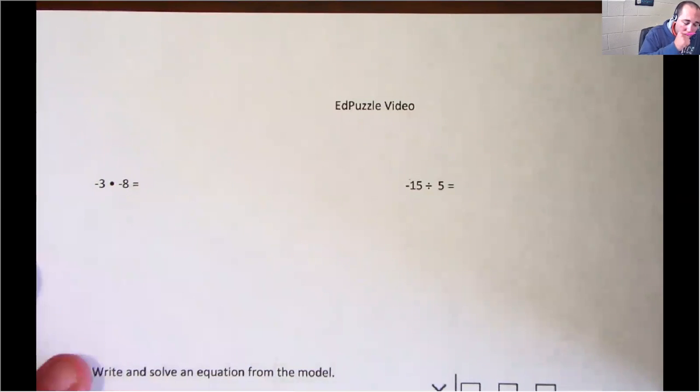So last week we learned about multiplying and dividing integers. We learned that when you multiply or divide, if the signs are the same, the answer is positive. We learned when multiplying or dividing, when the signs are opposites, one positive, one negative, the answer is negative.